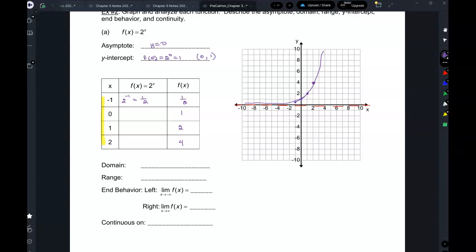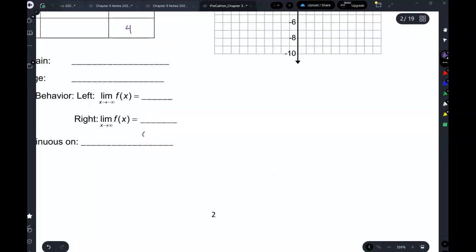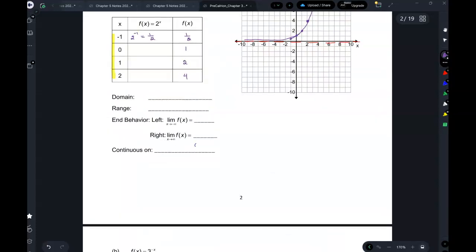B won't be 1. It's usually an exponential function. B is not 1 because then it's just 1. It's greater than or less than 1. The domain is always all real numbers. There is no math involved there, no thinking involved there. The range is 0 to infinity, always open. As x approaches negative infinity, we go to 0, and as x approaches positive infinity, it goes to positive infinity, continuous everywhere.